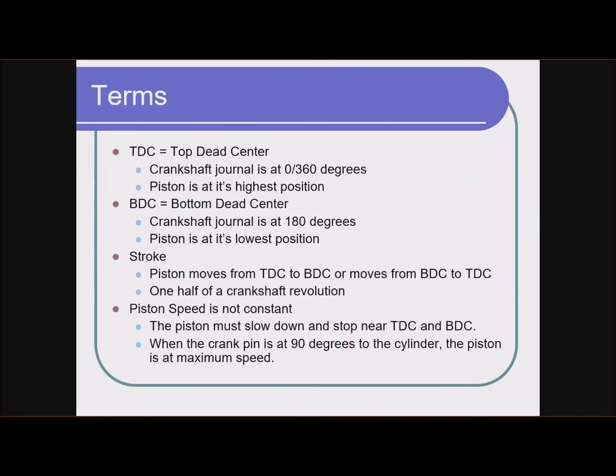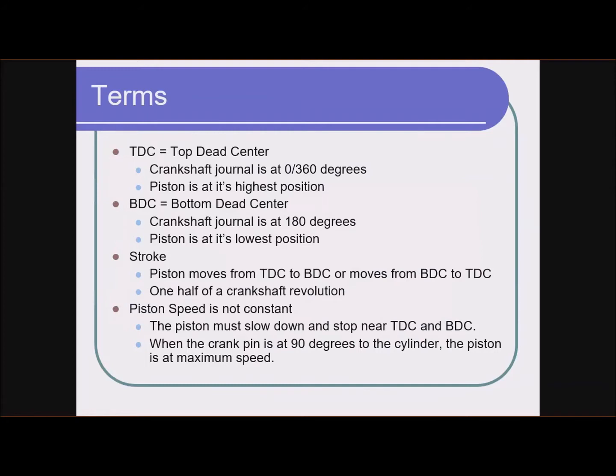At bottom dead center, the piston's at its lowest position at the bottom of the cylinder, and the crankshaft journal is straight down, the furthest away from the top of the cylinder at 180 degrees of rotation. And again, that connecting rod should be right down the middle of the cylinder.